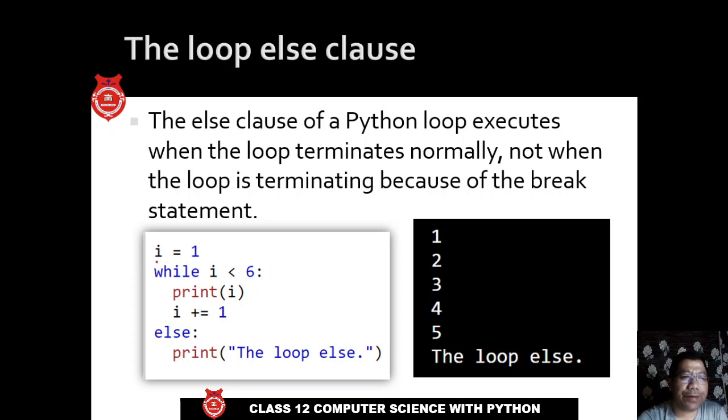For example, here we have I equal to 1, while I is less than 6, print I, and I will be increased. I is printed up to 5 because it says less than 6, and then the else part, the loop else, will also be printed. Okay, the loop else is not available in many other programming languages. It is available in Python.